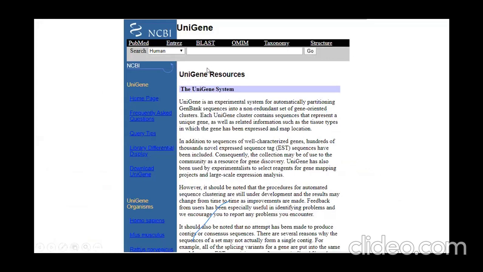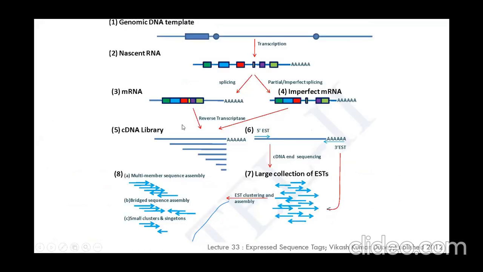And Unigene is again, they are talking about Unigene, talking about unique genes or genes only. And the databases will give you only gene information, a set of gene-oriented clusters only. From that, you can easily generate ESTs also separately. You can use this Unigene database also to study ESTs.